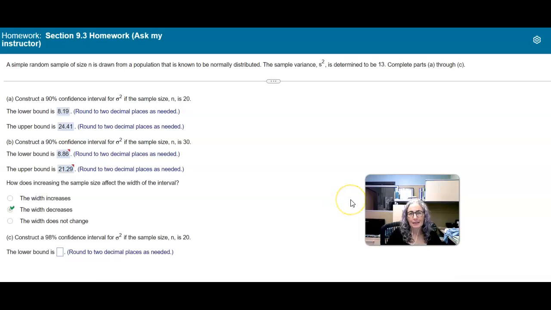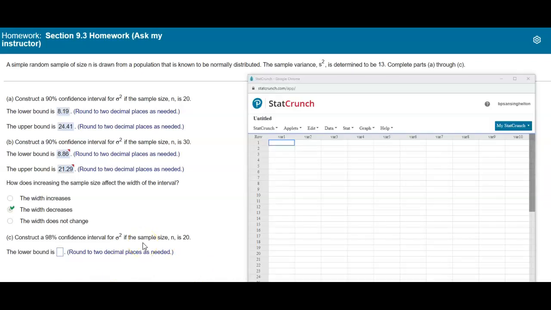Good morning. This is a question I got from section 9.3 in the homework, problem number 4. The student was wondering how to do this problem in StatCrunch. So I'm going to go ahead and show you how to do that really quick. Okay, so if you didn't know this was from section 9.3, how would you know what to do?